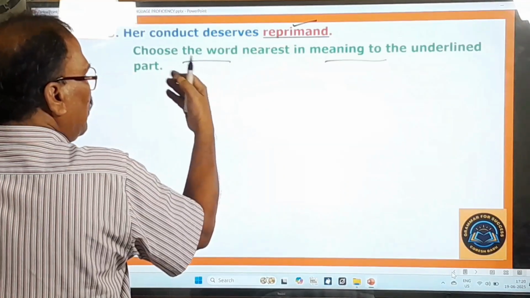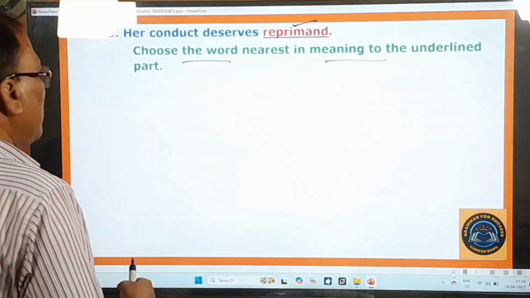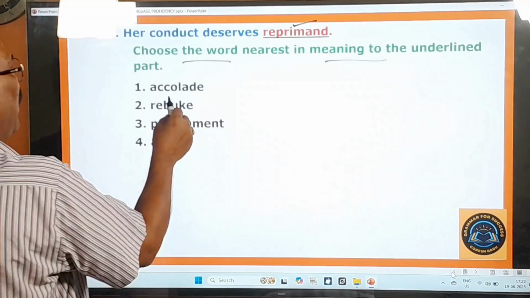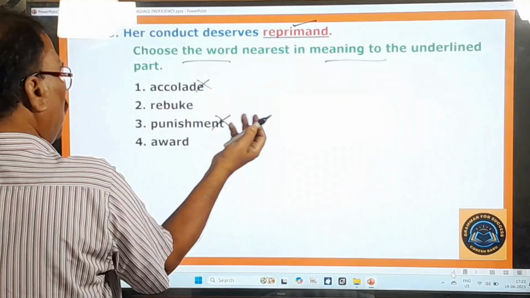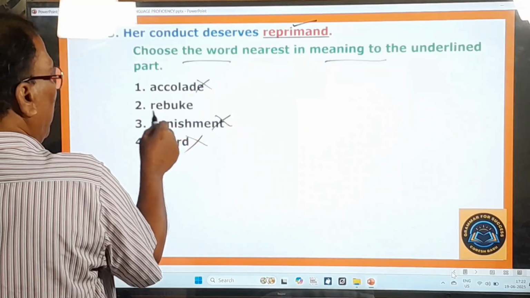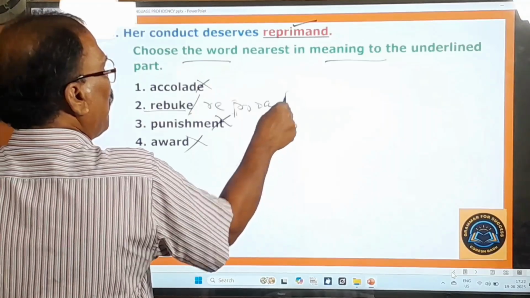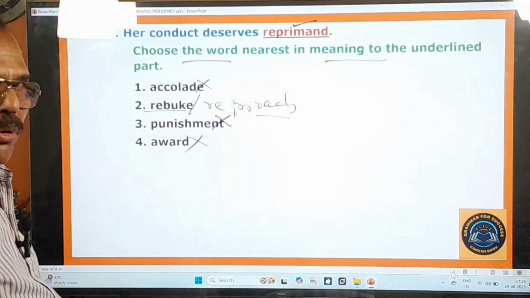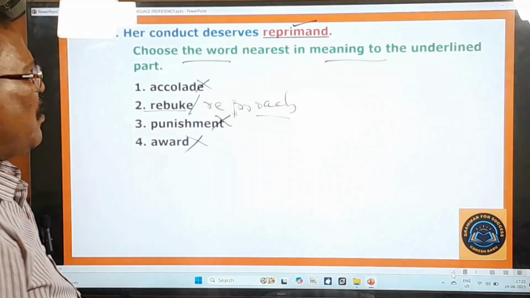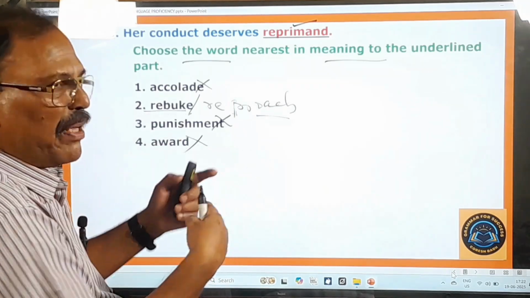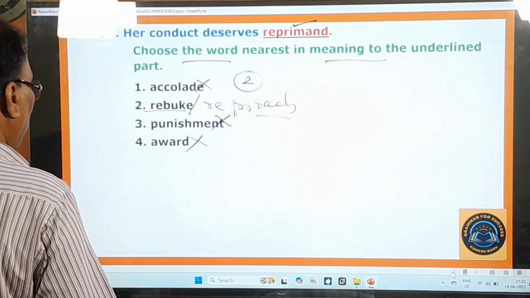What is the word in the options that is very near to this reprimand means? Here you pay attention. Accolade. It's not the right one because accolade means award. Punishment, you know very well. Award also you may know very well. Rebuke or reproach. Rebuke or reproach. So reprimand means rebuke or reproach, right? And here this is only your correct answer. You go to the next question.